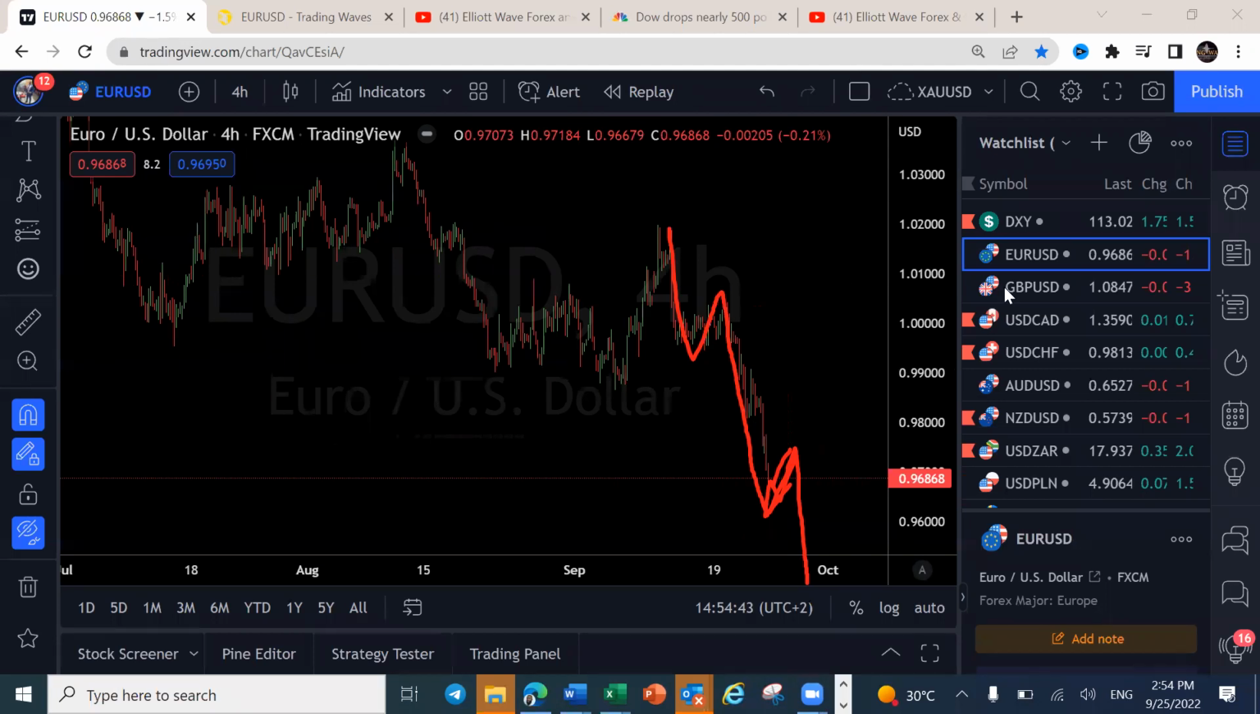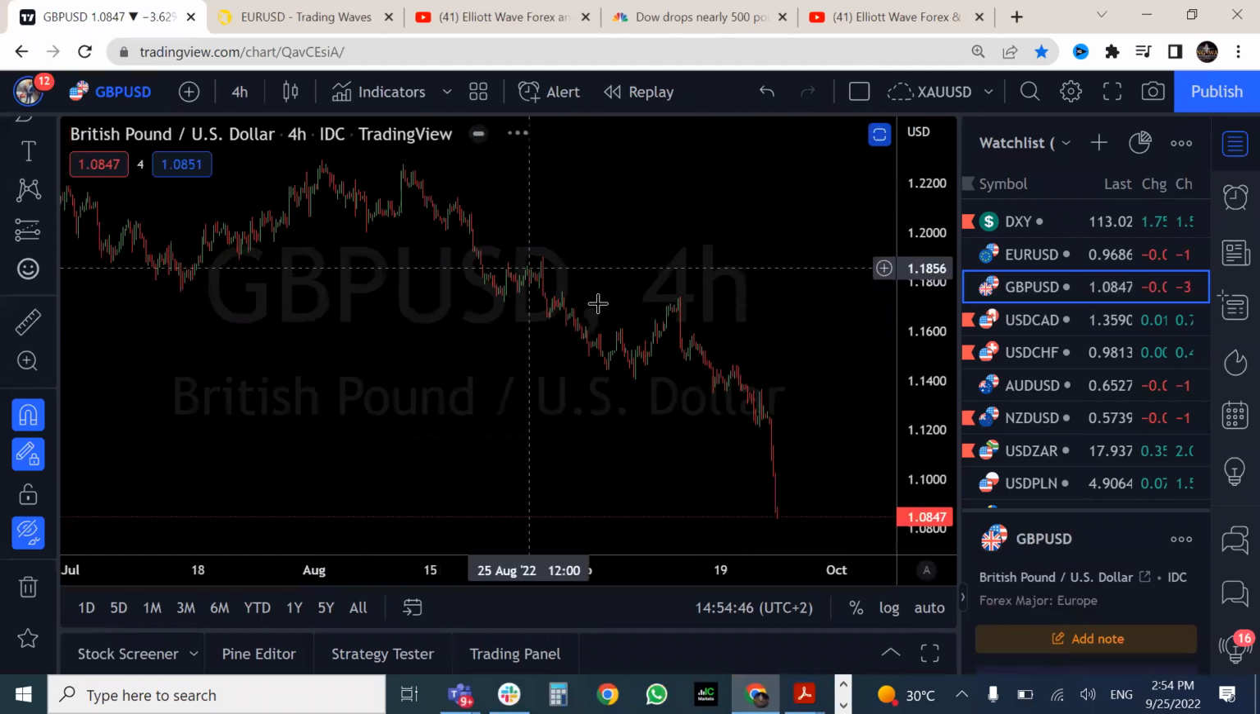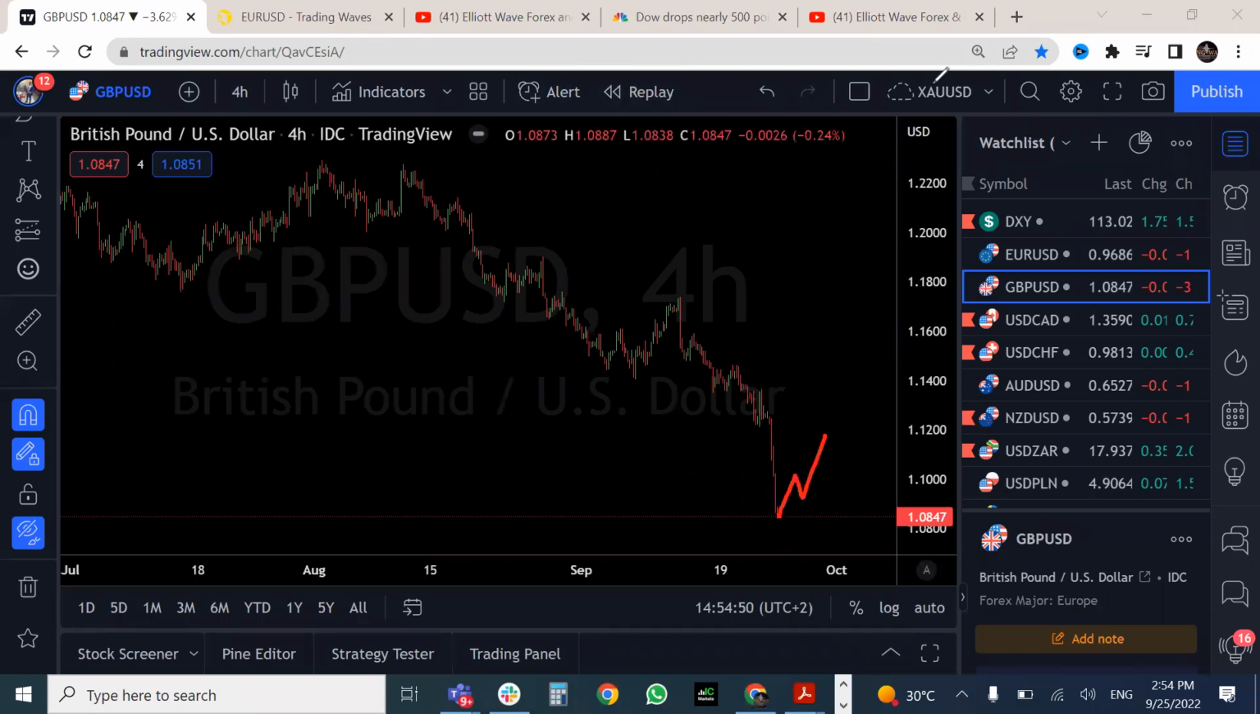Let's have a look at the rest. Pound US dollar, we've already spoken about this. This is still continuing to drop. Only if you get a pullback that is similar in size and degree as this one here, only then can you get involved. Otherwise, if you don't have that, pound is just going to continue to drop. So there's no new trade there.